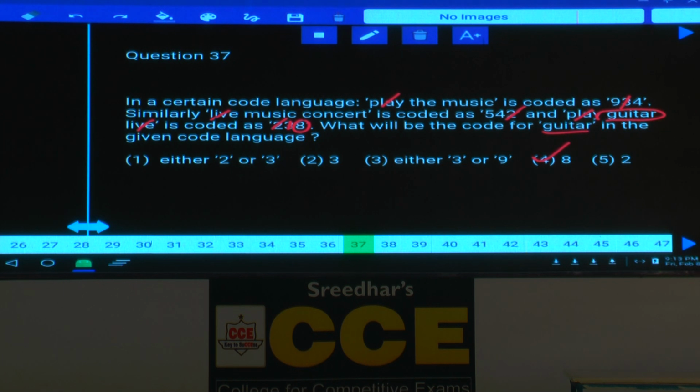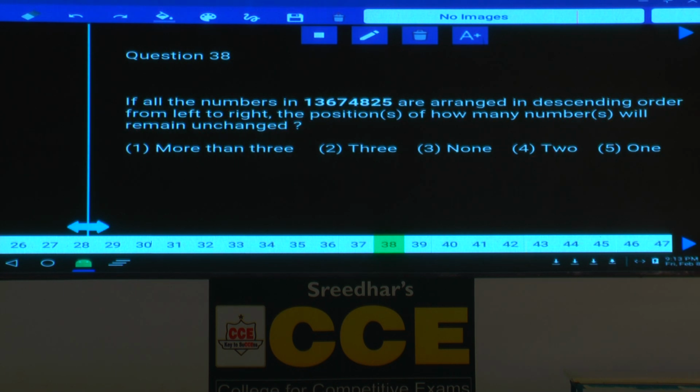Then 38. Now in this question number 38, 1367, 4825 is a given number. If all the numbers are arranged in the descending order from left hand side to right hand side. Descending order means starting with what? 8, 7, 6, 5, 4, 3, 2 and 1, isn't it?